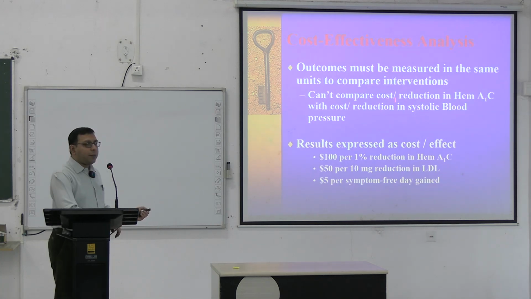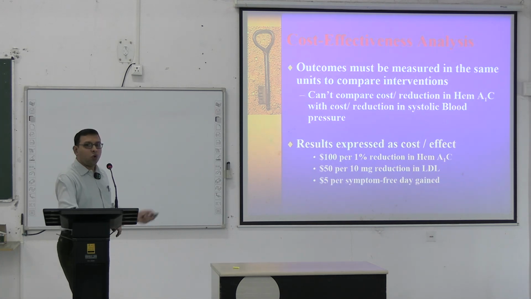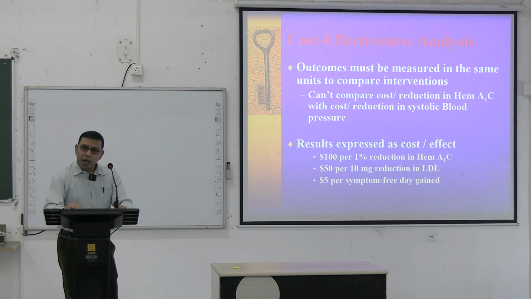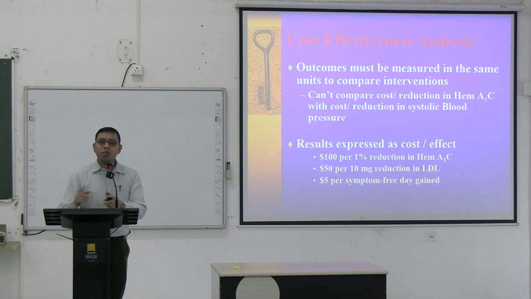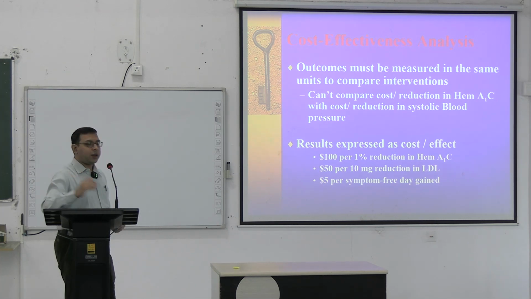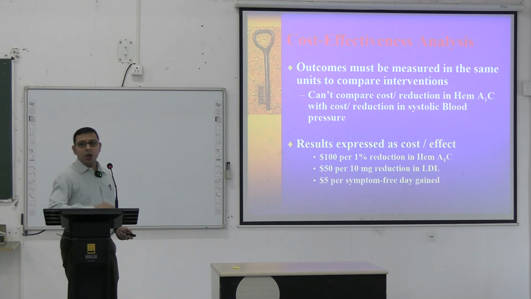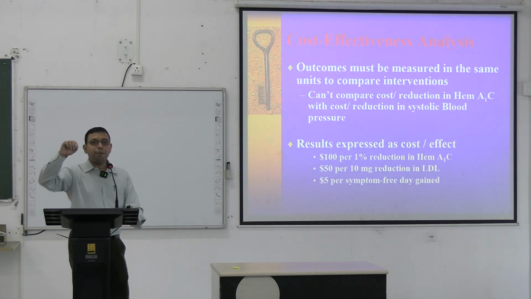Here the outcomes must be measured in the same units to compare the interventions. It can compare cost and reduction in HbA1c with cost and reduction in systolic blood pressure. So, it should be a similar type of effect in the two arms. These should be similar types of drugs used in a similar disease. Then we can analyze the cost effectiveness of these two drugs. Results are expressed like $100 per 1% reduction in HbA1c. HbA1c is measured in percentage.